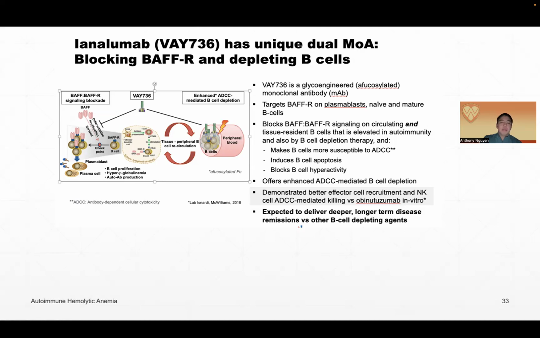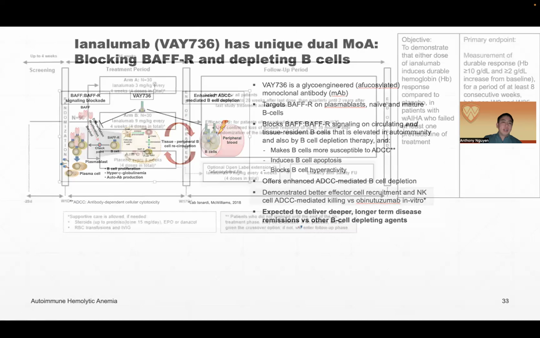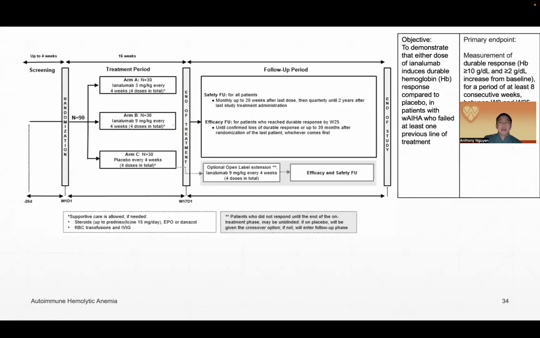So again, all these three trials are in development, and in terms of ianalumab, there are three arms of treatment. One arm is ianalumab 3 milligrams per kilogram. Another one is 9 milligrams per kilogram, and arm C is comparing it to placebo.